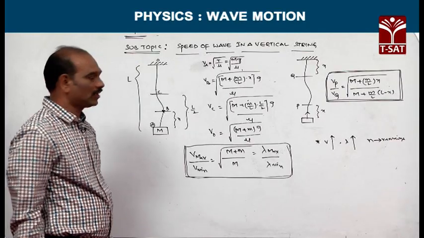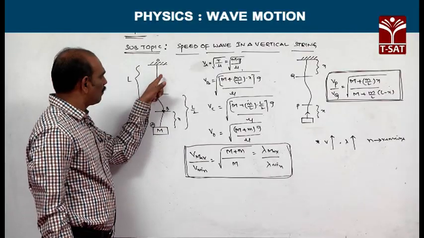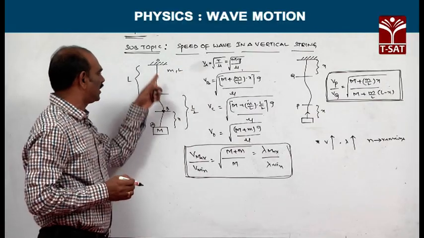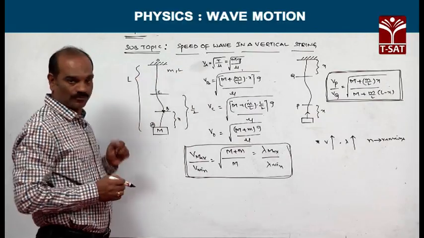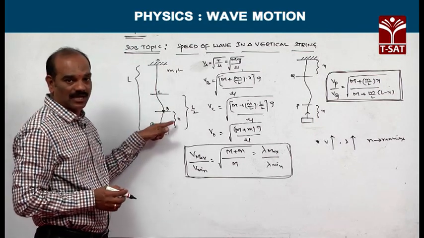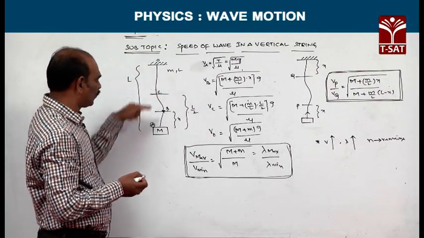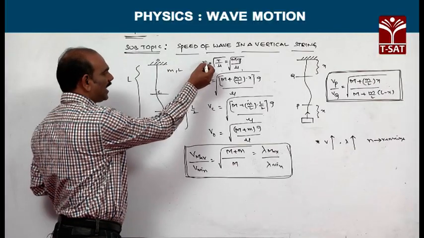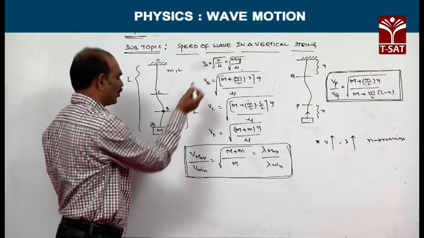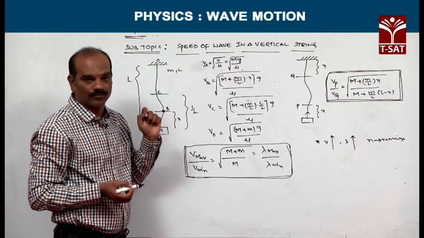Let us see one more application. Some load M is added at the lower end of the string, and small m and length L are the mass and length of the string. We want to calculate the speed of the transverse pulse at B at a distance of x, at a point C at a distance of L by 2, and at point O at a distance of L. Now, speed at A is root T by mu, that means tension at A by mu. Tension at A is only due to this block of mass capital M, so the speed is root of Mg by mu.